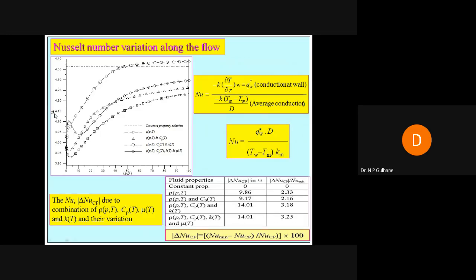At the last, the Nusselt number is the combination of direct property effect and indirect effect. For all of these, we have compared the constant property solution with rho variation, with these two, with these three, with all together. And using this Nusselt number equation, that is conduction at the wall and average conduction, the Nusselt number was written in this way, that is Q double prime D divided by the difference and Km. So you can see here the fluid property percentage change in Nu CP, and Nu CP divided by Nu exit, meaning Nusselt number at the exit. So you can see there is a maximum change.